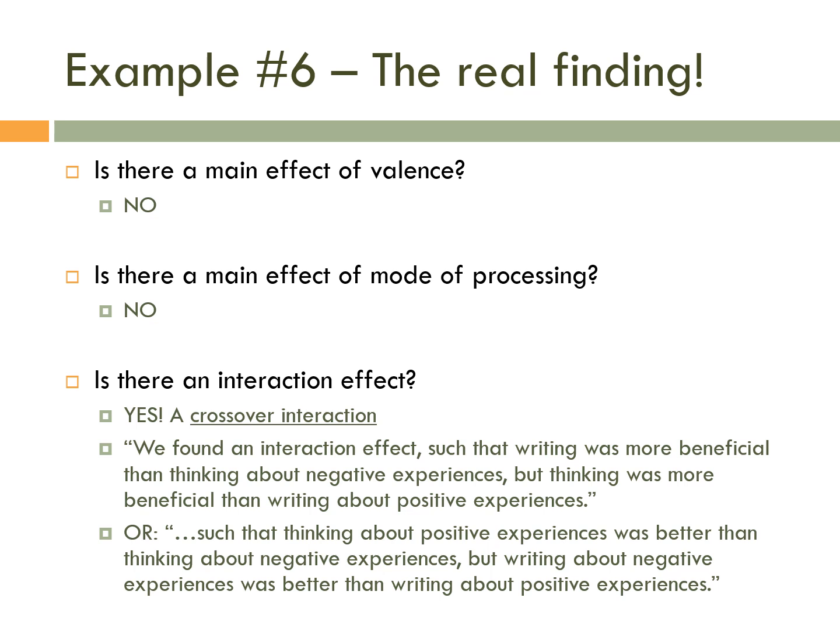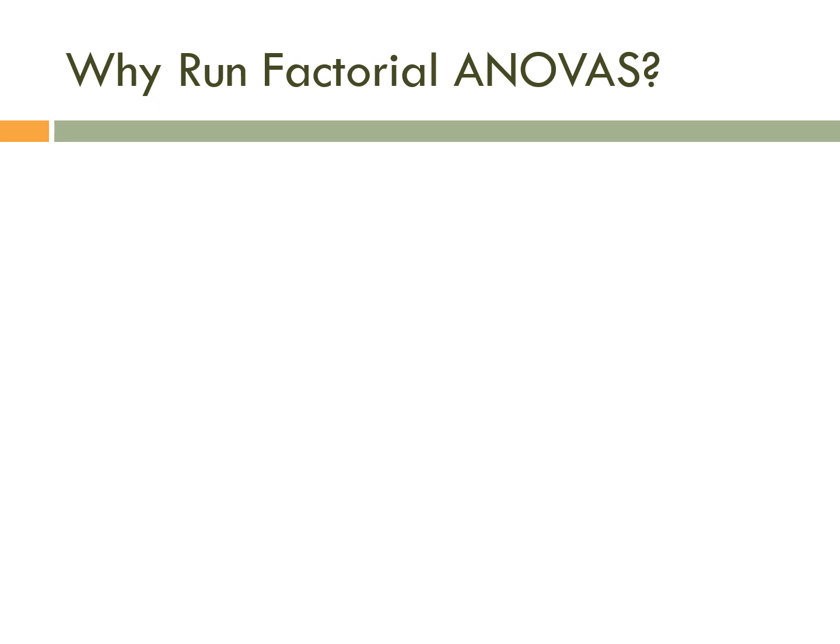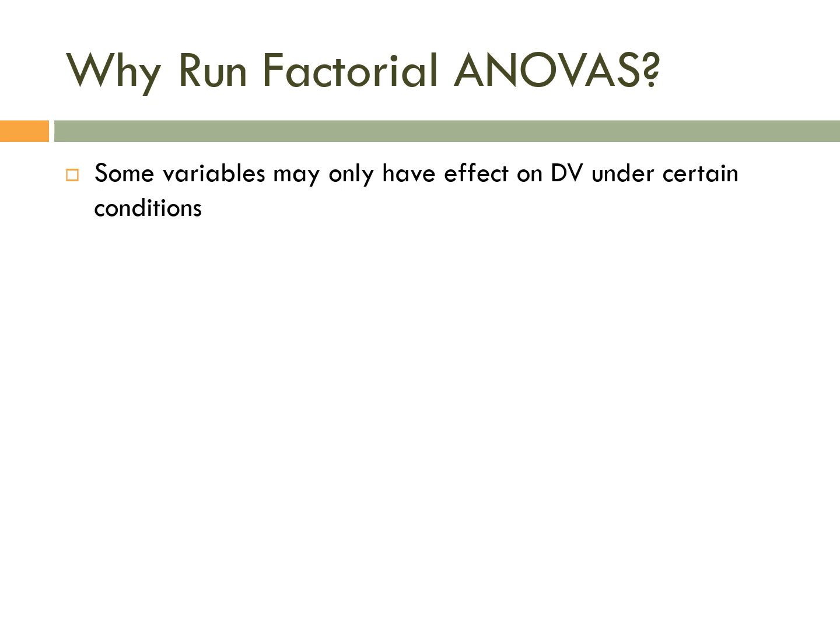So this latest example does a good job of showing why we might want to run a factorial ANOVA, why we might want to include multiple independent variables in our experimental method. And that's because some variables may only have an effect on the dependent variable under certain conditions.